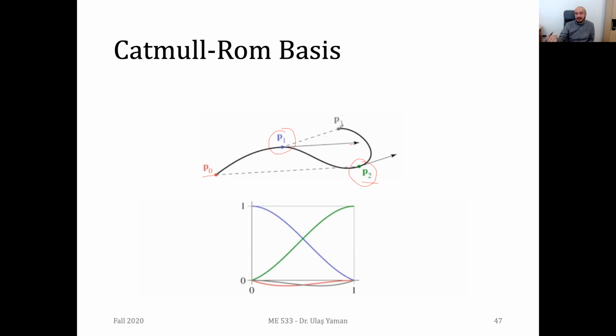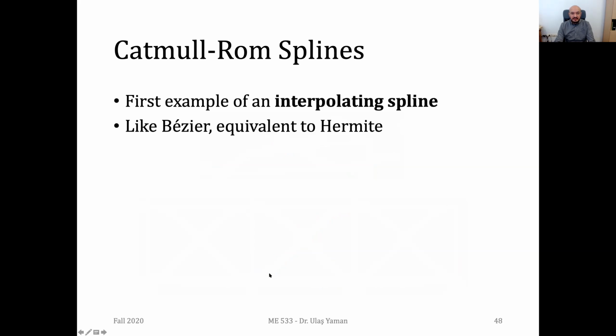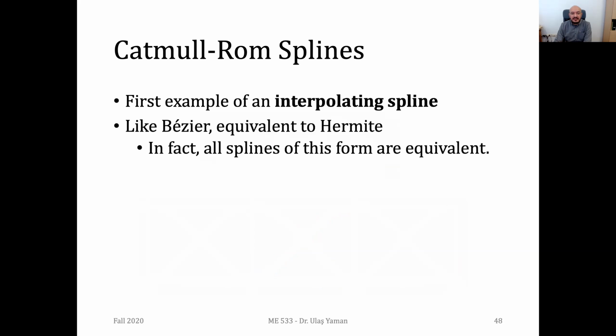As you see, there is no approximation. And again, we have C1 continuity. They are all continuous. They have continuous derivatives. So this is a first example of an interpolating spline. Like Bezier, again, is equivalent to Hermite. We have done such little modifications.